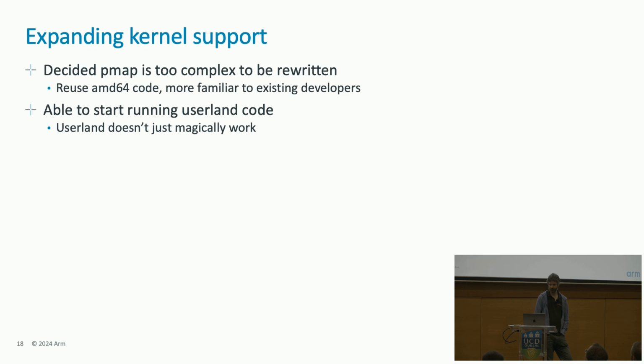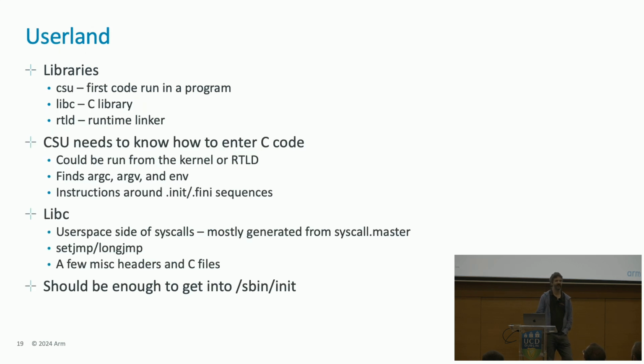But eventually you get to userland, and then you've got the problem. What userland? You've got to actually write all of this suddenly. So you've got a few things. The very first code you get in the static binary is a thing called CSU, the C support utilities, something like that. It means something, I'm sure. libc is fairly important, and eventually you want the runtime linker, if you want dynamic binaries.